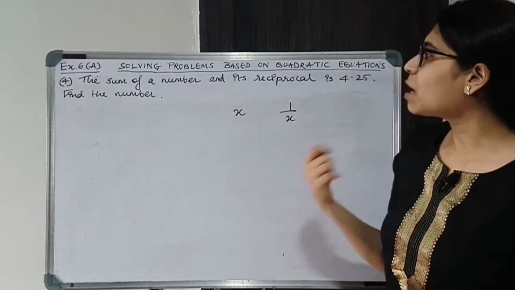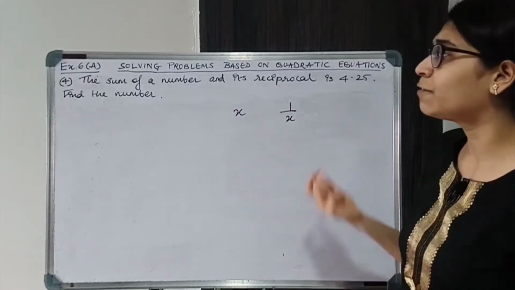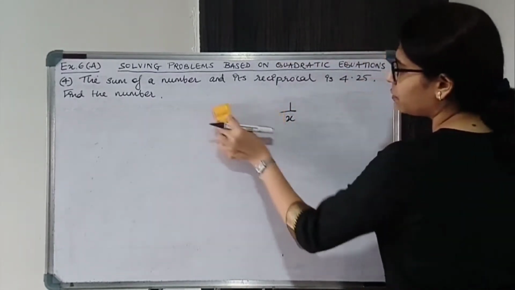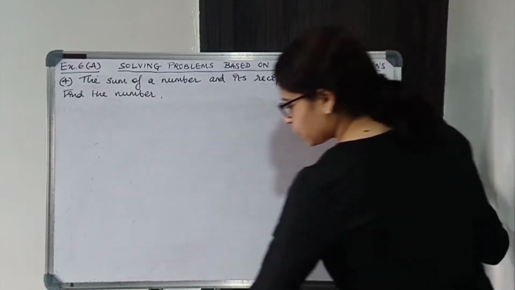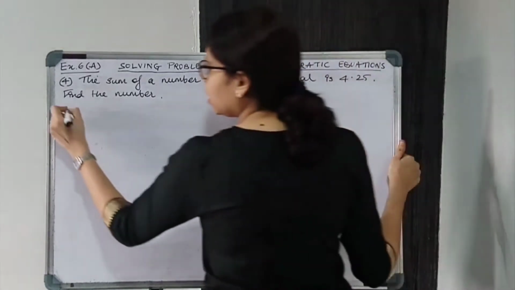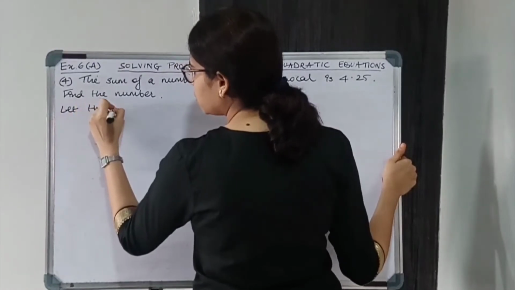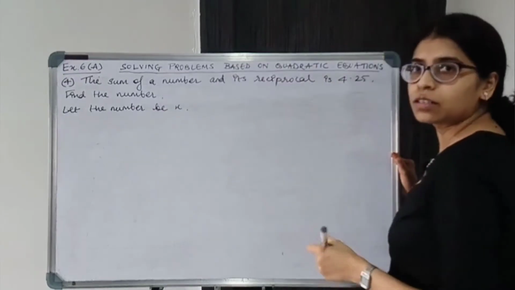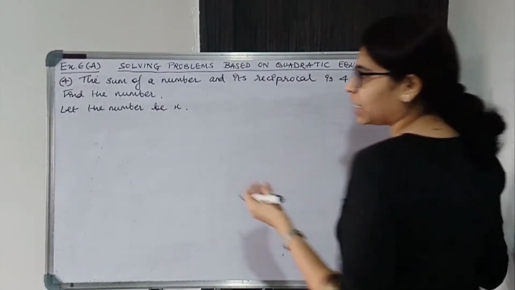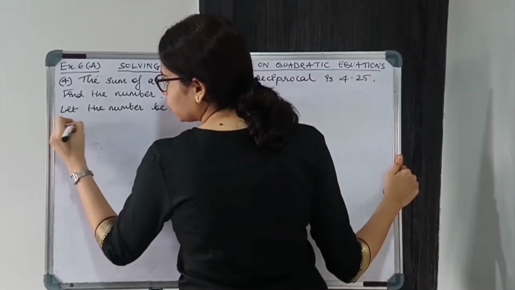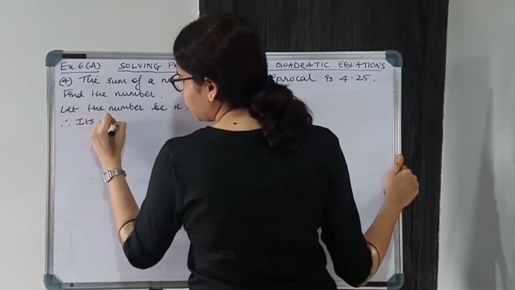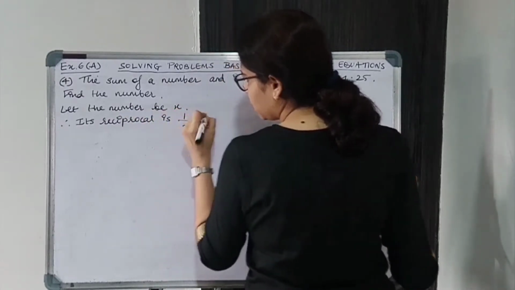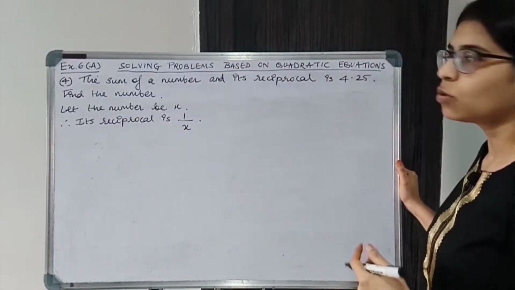Okay, so the sum of a number and its reciprocal is 4.25. Find the number. Over here we are not given whether the number is positive, negative, nothing is given. Okay, so let the number be x. So its reciprocal will be 1 by x. So therefore its reciprocal is 1 by x. Okay, so what is the condition?